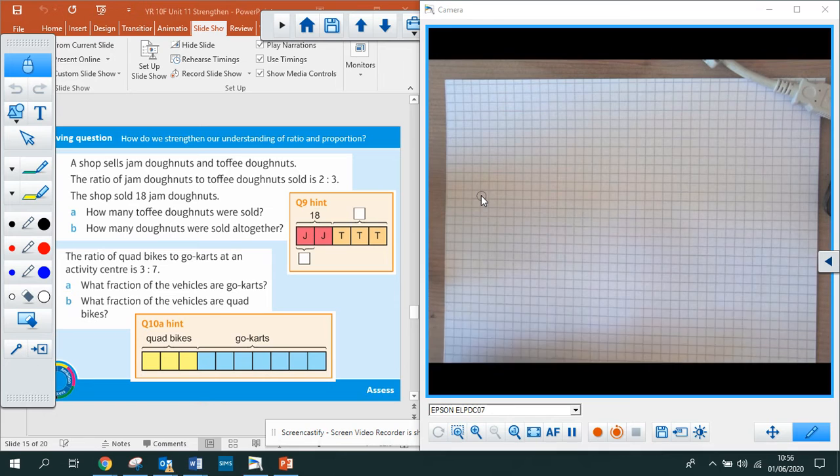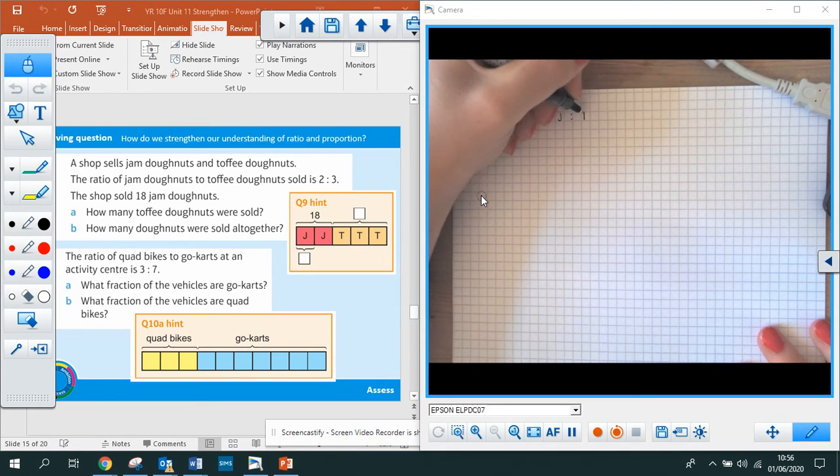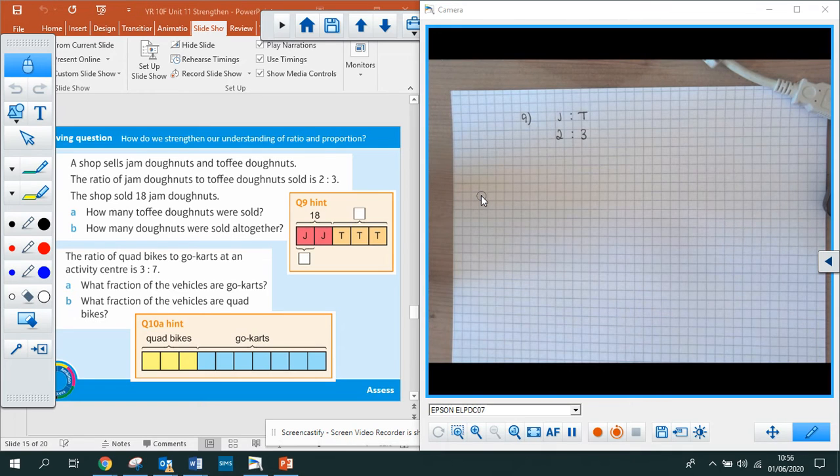Okay, so a shop sells jam donuts and toffee donuts. The ratio of jam donuts to toffee donuts sold is 2 to 3. So this is question 9, we've got jam to toffee, and it's 2 to 3. So that's what my question's told me so far. The shop sold 18 jam donuts. How many toffee donuts were sold?